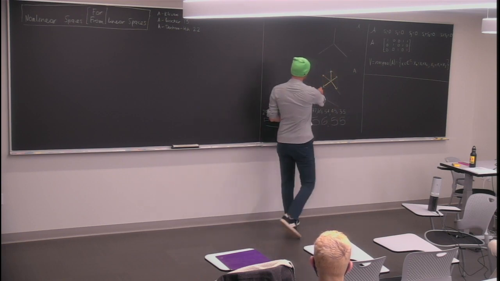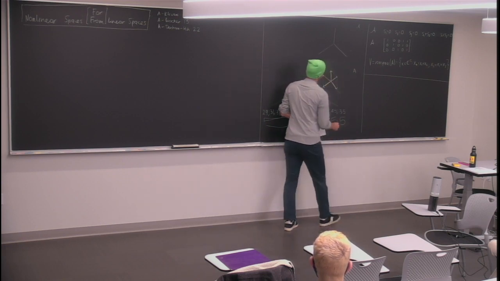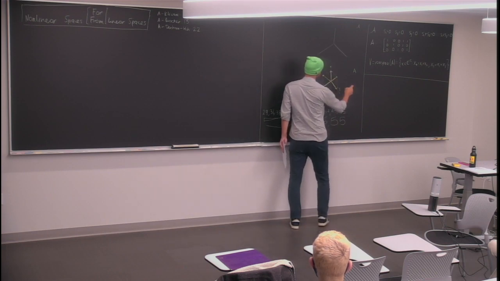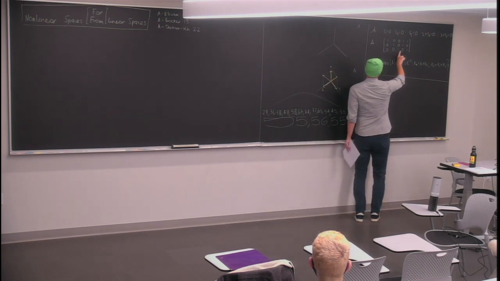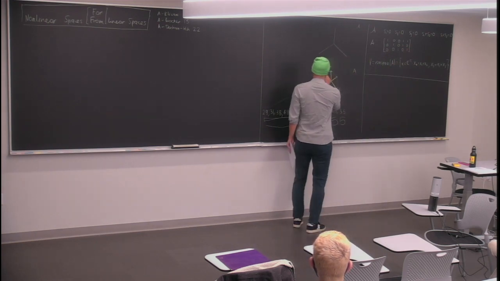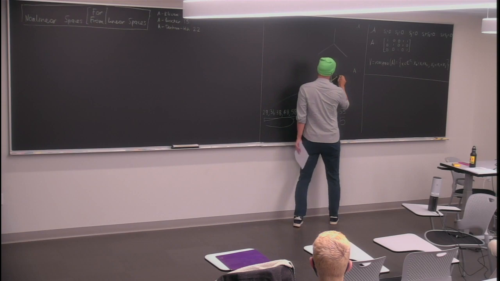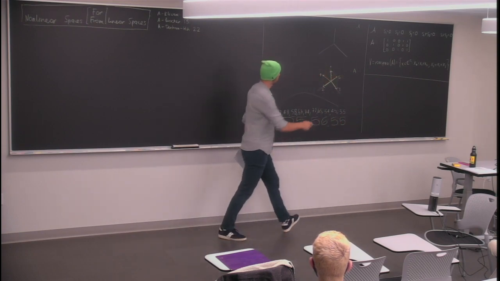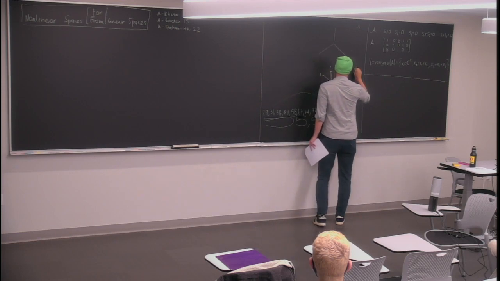So this is the first one. This is the second one. This is the third one. Okay, so those are the three unit vectors. And then 1, 1. So this is the fourth one. And 1, 3. So this is the fifth one. Okay. So this is what I might call a vector configuration.